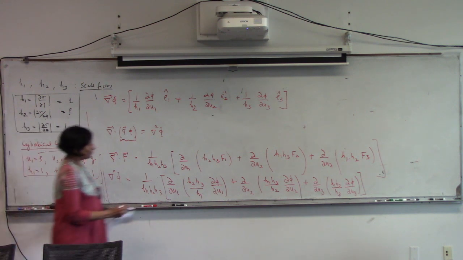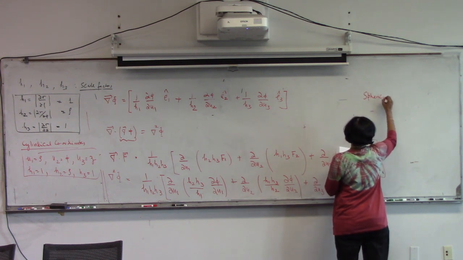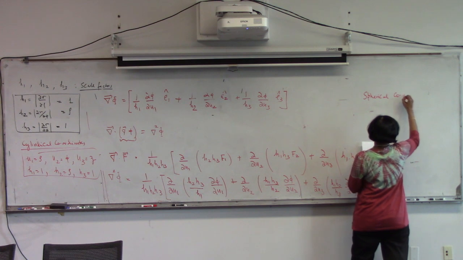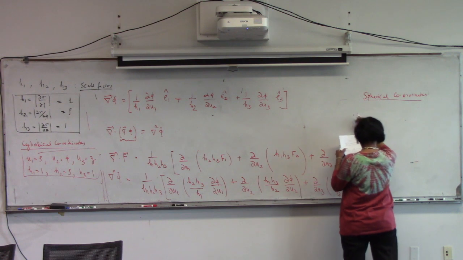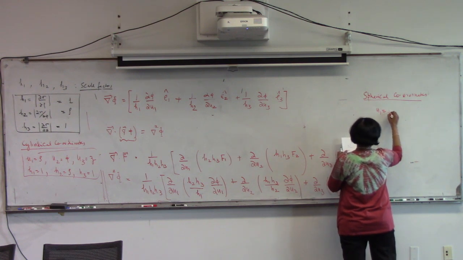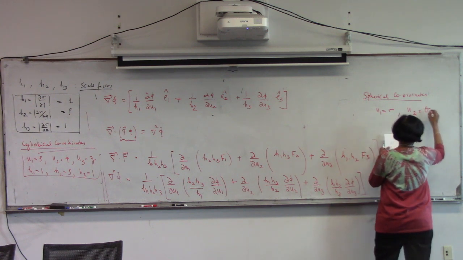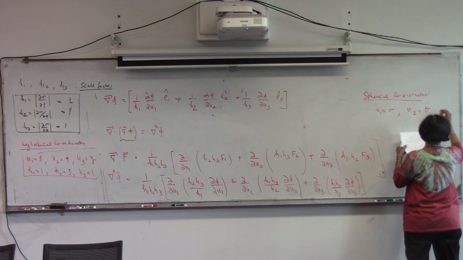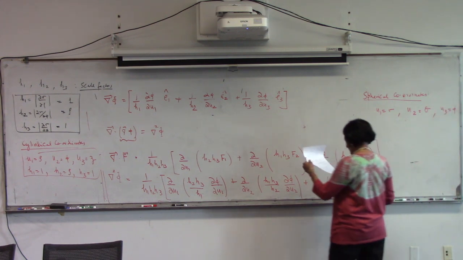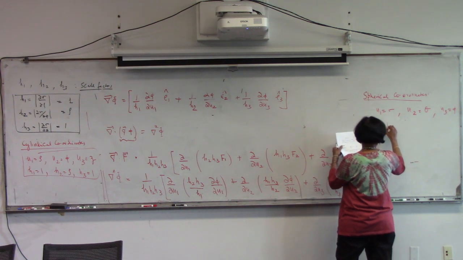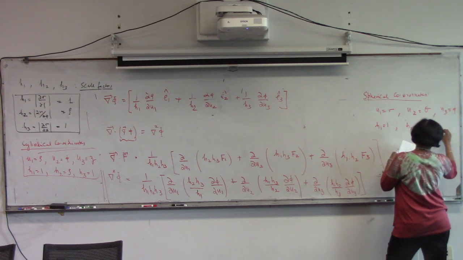The homework problem that I've given is in spherical coordinates, so let me just write down for that. u1 is r, u2 is theta, u3 is phi. Okay, that's a polar angle actually. And h1 is 1, h2 is r, h3 is r sine theta.